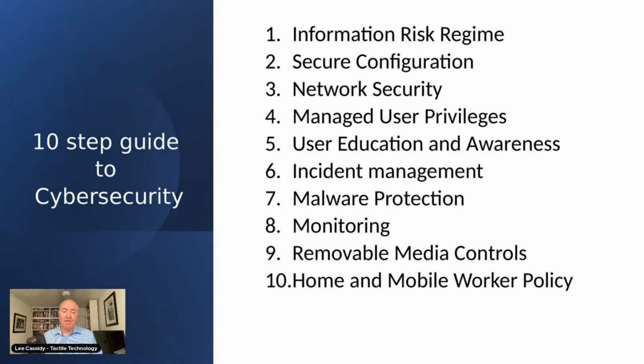systems. So those 10 items: information risk regime, secure configuration, network security, managed user privileges, user education and awareness, incident management, malware protection, monitoring, removable media controls, and home and mobile worker policy are the 10 key things that you need to be thinking about to ensure that your business is secure. And we need to be looking at all 10 of them. With all of them in place, you're going to have a much better foundation for security.